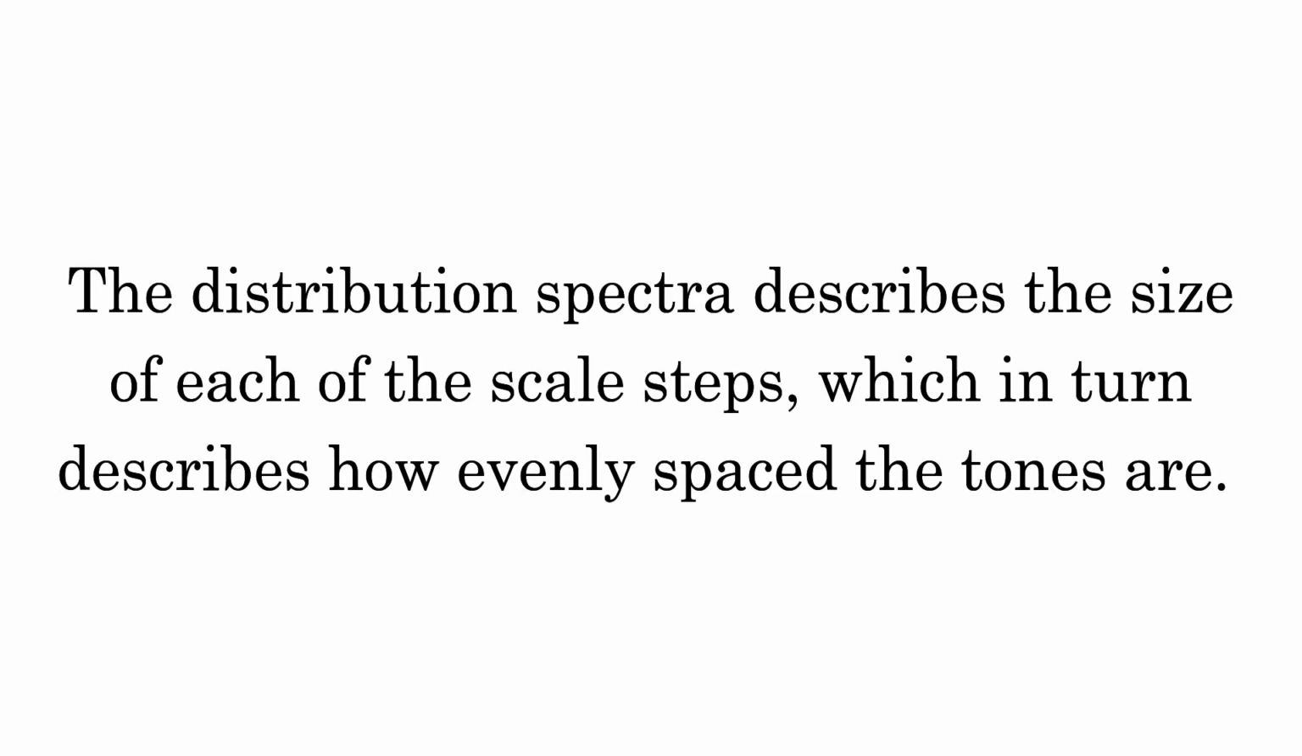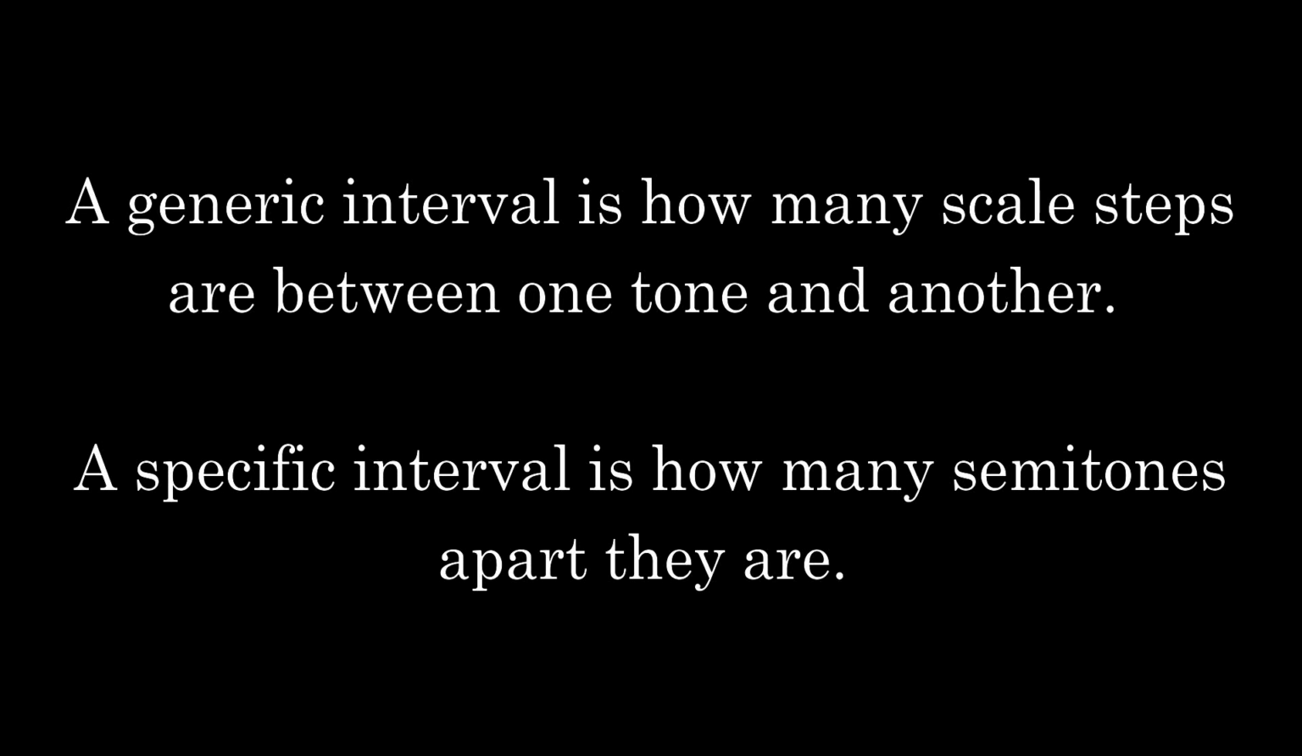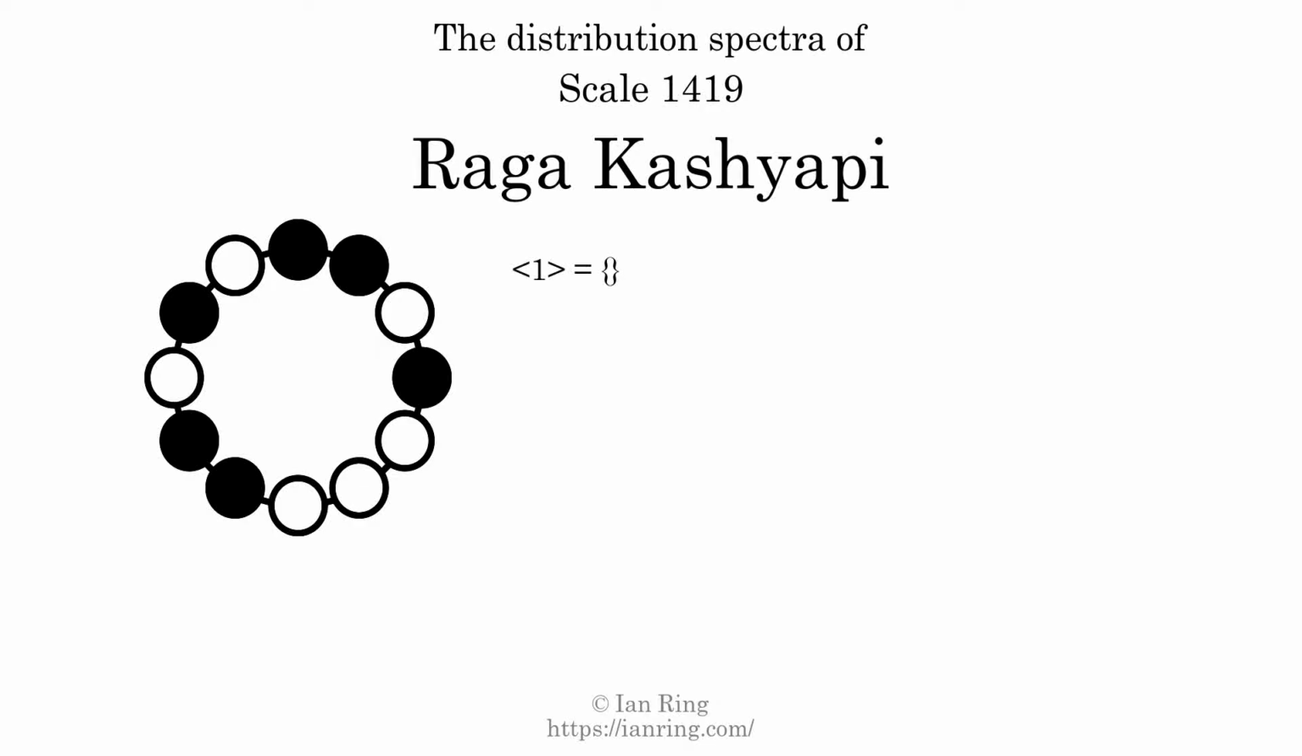The distribution spectra describes the size of each of the scale steps, which in turn describes how evenly spaced the tones are. A generic interval is how many scale steps are between one tone and another. A specific interval is how many semitones apart they are. The generic interval of one scale step comes in 3 different specific interval sizes: 1 semitone, 2 semitones, and 4 semitones. The spectrum width of this generic interval is the highest, 4, minus the lowest, 1, which equals 3.